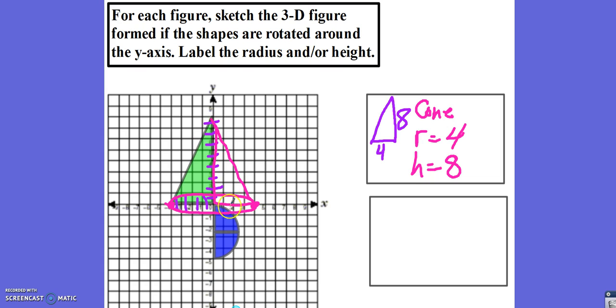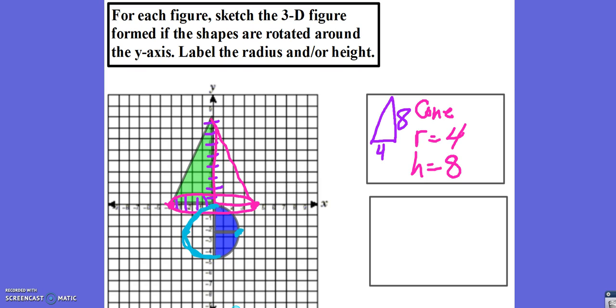Now the last one's a little different. We have a semicircle, and we're going to rotate the semicircle about the y-axis. Again, we're still just reflecting. This part right here is out here at about 2.5. So we come to 2.5 on the other side. And I'm going to draw in my semicircle.